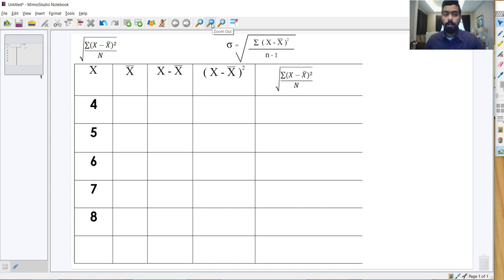First of all, there are two formulas we use in order to find standard deviation. It depends on what we are using it for. There's the population formula, which would be this one, and there's the sample formula, which would be this one.